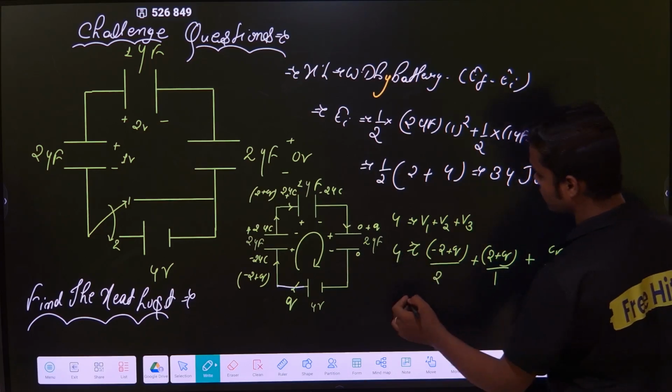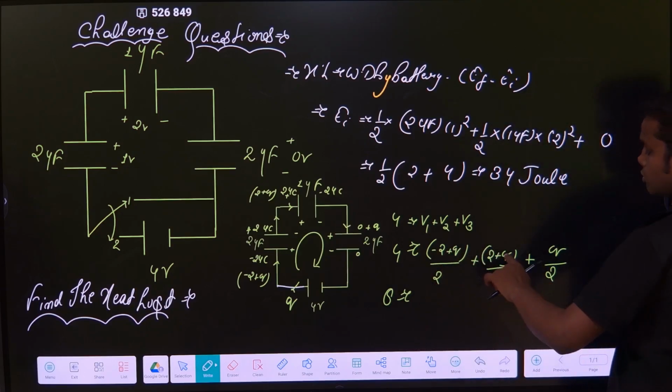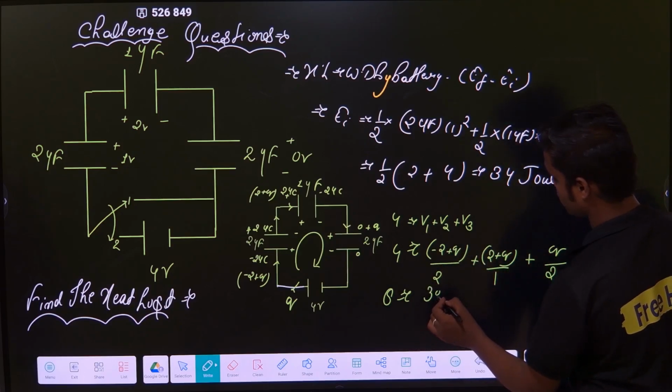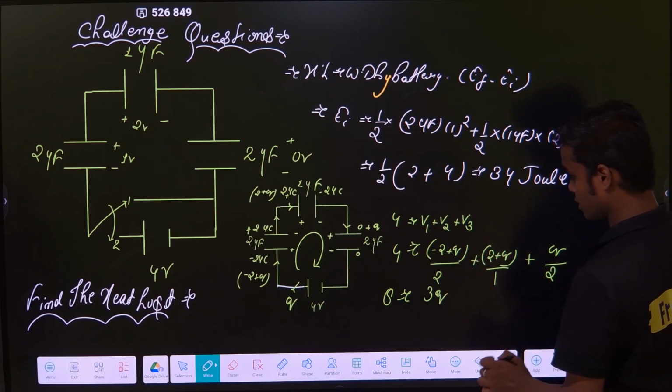You just multiply it with 2, you will get 8 is equal to how much? See, this is Q, Q, Q, 3Q, and 2 will cancel out, correct? These two will cancel out. I think I did something wrong. Okay, sorry.